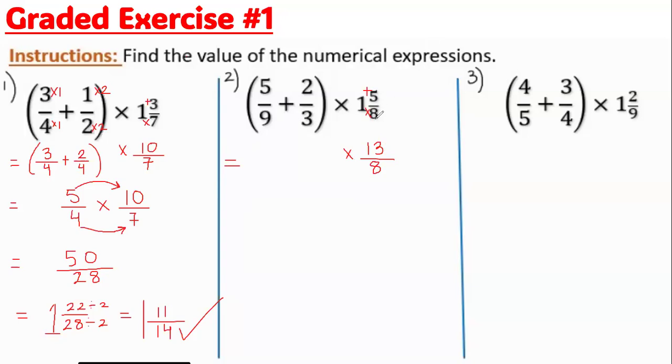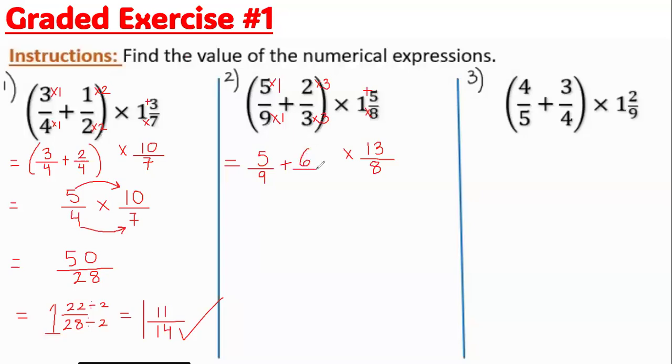1 times 8 is 8 plus 3, 8, 9, 10, 11, 12, 13. Good. We say, what could we do? We multiply both sides by what? What's the LCM of 9 and 3, by the way? 9. It's going to be 3 times 3 times 3. 5 times 1 is what? 5 all over 9 plus what? 2 times 3 is 6.